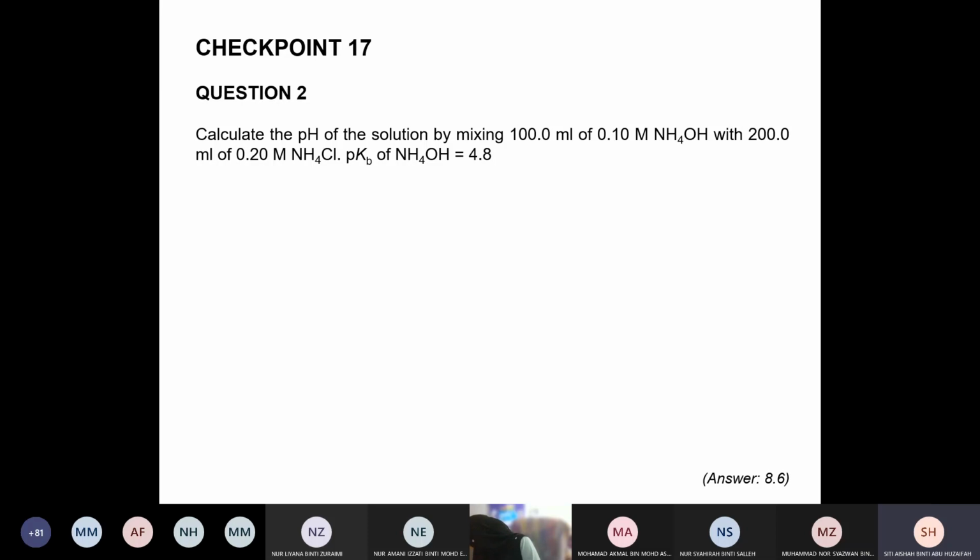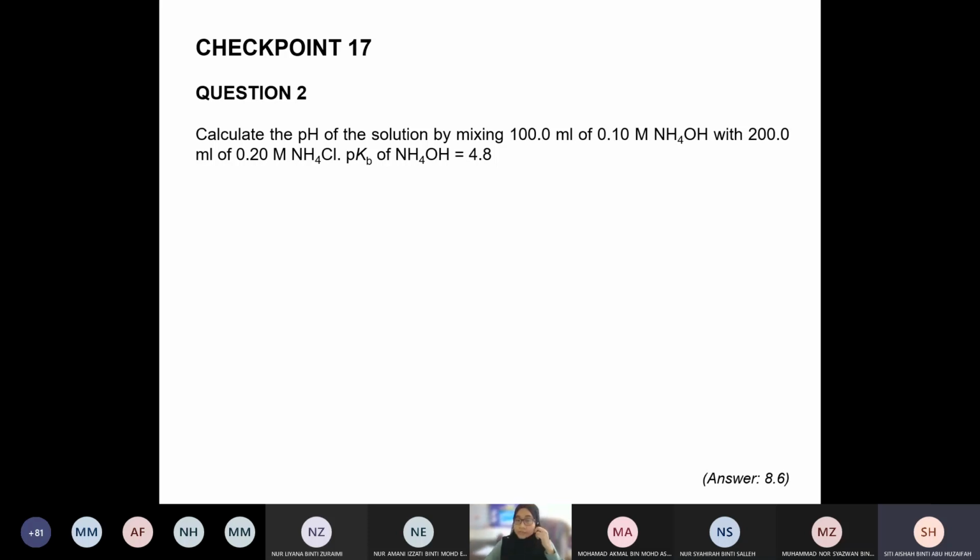Apa ni bos? Nampak macam unfamiliar dengan dia punya ni.